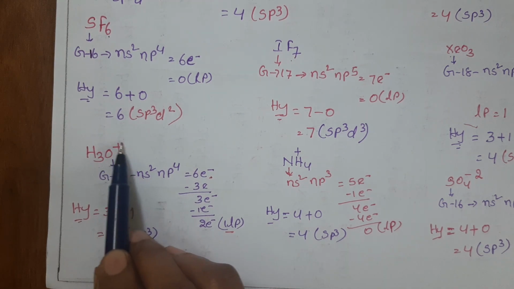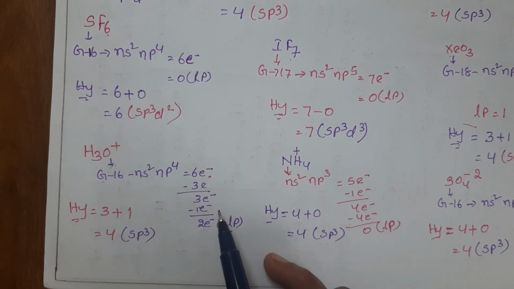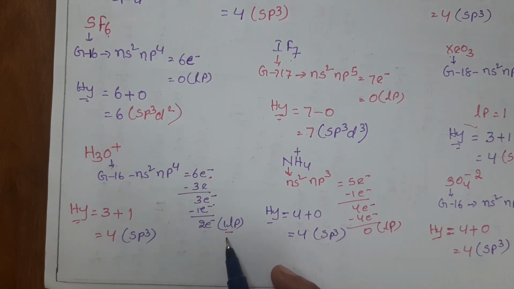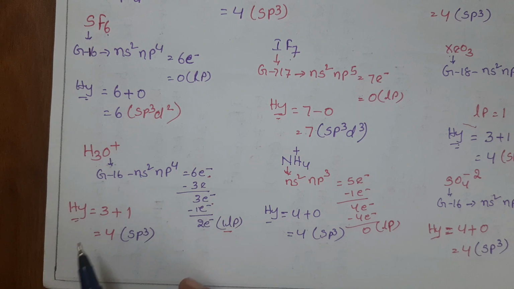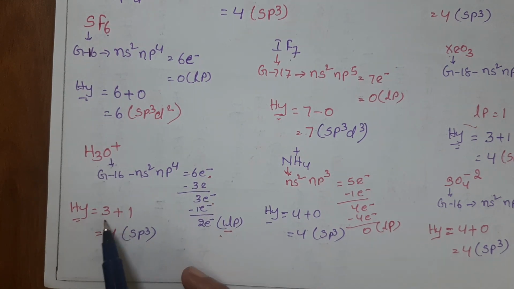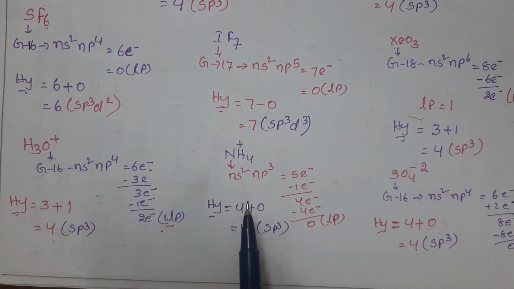Also here one positive charge is there, so we have to subtract 1 electron from the valence shell electrons. By subtraction we get 2 electrons, and 2 electrons is nothing but one lone pair. So 3 atoms are attached and 1 lone pair is present. 3 plus 1 equals 4. It is nothing but sp3 hybridization.